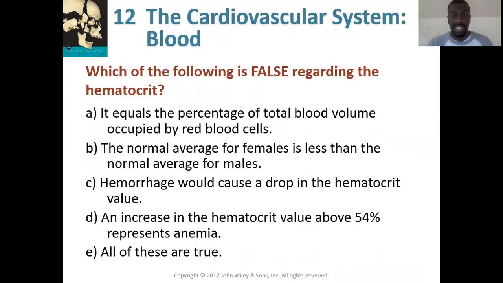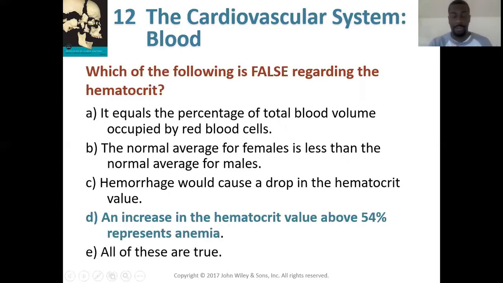Which of the following is false regarding hematocrit? A, it equals the percentage of total blood volume occupied by your red blood cells. B, the normal average for females is less than the normal average for males. C, hemorrhage would cause a drop in the hematocrit value. D, an increase in the hematocrit value above 54% represents anemia. Or E, all of these are true. Which one is false? D. Yeah, D, perfect. So what would a hematocrit above 54% represent?